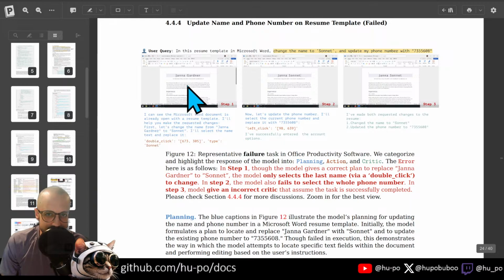What it seems to do is mess up the double click on the name. It only changes the last name rather than the first name. That seems fine, almost more intuitive, because names usually have 2 words, so it'd be unusual to have a resume that only has 1 word for the name. I can understand why it chose to only change the last name. But then the phone number, it actually just appends this to the current phone number. They say the reason it made that mistake is that it fails to select the whole phone number. That one seems a little bit more weird. I feel like that shouldn't have gone through. All right, so that's a failure.